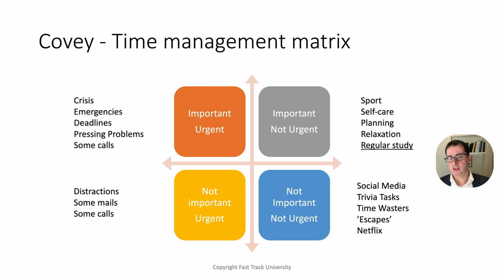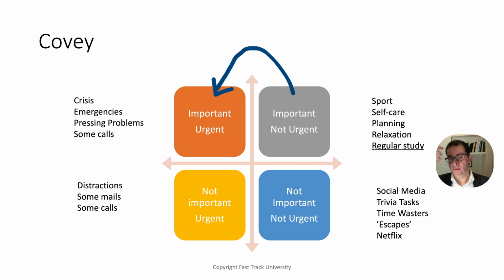On the right, you can see important, not urgent tasks. So they're not urgent yet, but still they're important. For example, sport, self-care, planning, relaxation, regular study. The major thing you need to pay attention to is that these important, not urgent tasks can become important, urgent. So there is this risk that some of these tasks flip over to the other side.